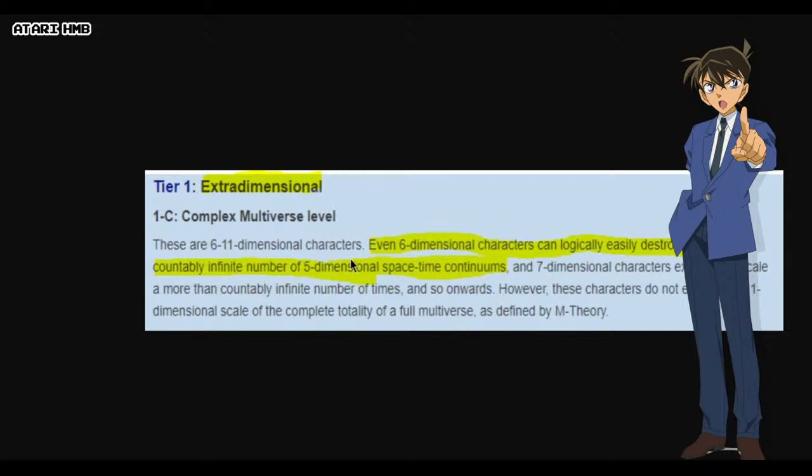There are 6 to 11 dimensional characters. Even 6-dimensional characters can logically easily destroy a more than countable infinity number of 5-dimensional space-time continuums. 7-dimensional characters exceed that scale a more than countable infinite number of times, and so on. However, these characters do not exceed the 11th dimensional scale of the complete totality of a full multiverse, as defined by M theory.